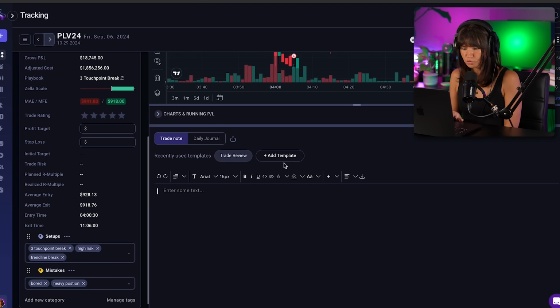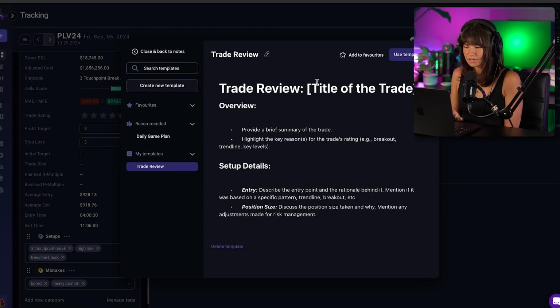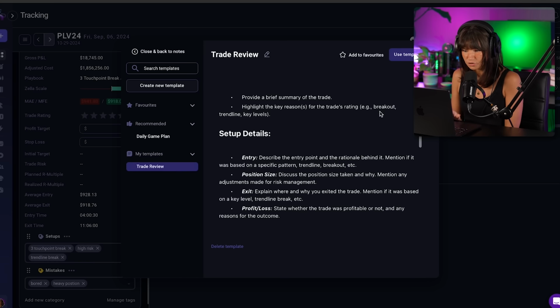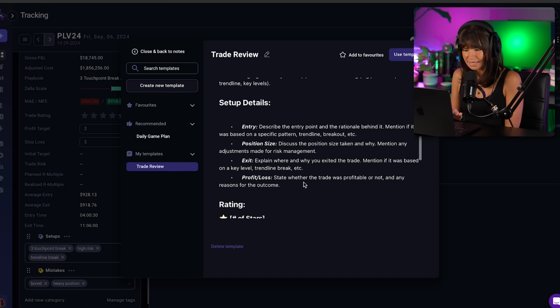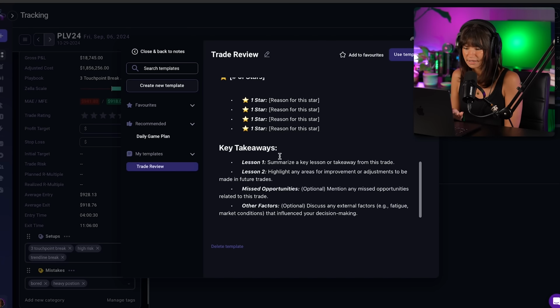And then I will go through and add my template for my trade review, which is my trade review here. I give my trade a title, an overview. I provide a summary of the trade. I highlight the key reasons for entering the trade, setup details, entry, position size, exit, profit, and loss. I will rate this trade and then give key takeaways. So this is what my recap and breakdowns look like after placing my trade and going back through and overviewing what I did right and what I did wrong.